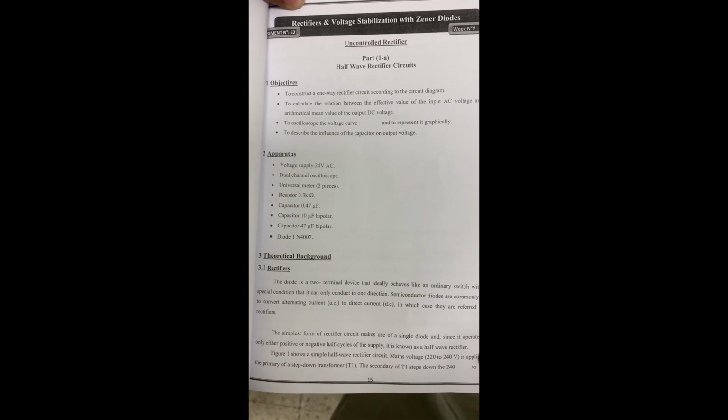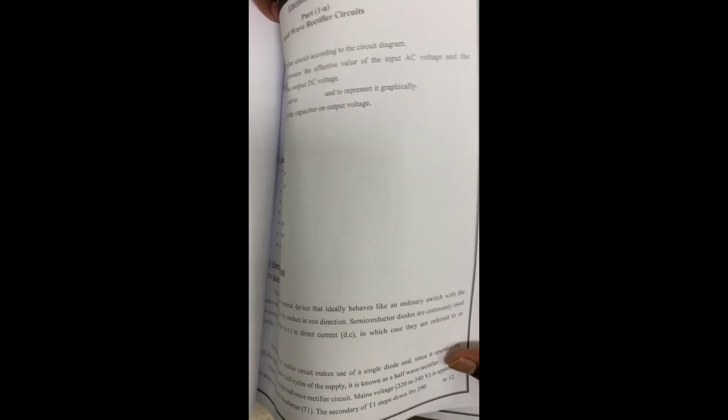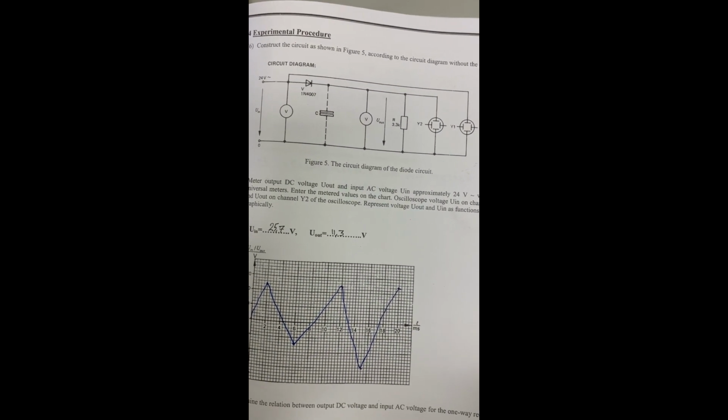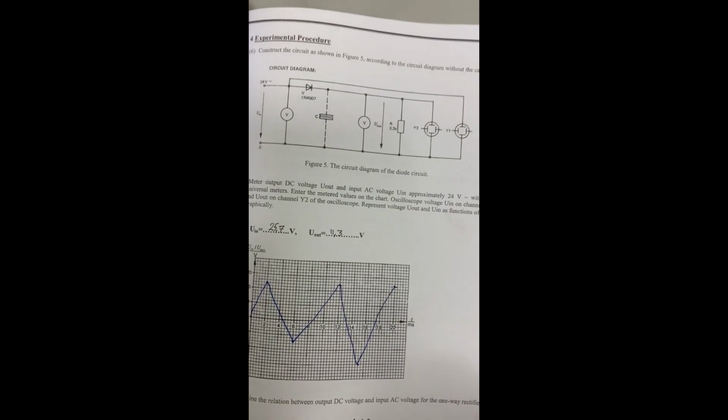These are the objectives and the apparatus. You can refer to your lab manual for the procedure. And here is the circuit diagram. Okay, experimental procedure. Now let us see the connections on the board.